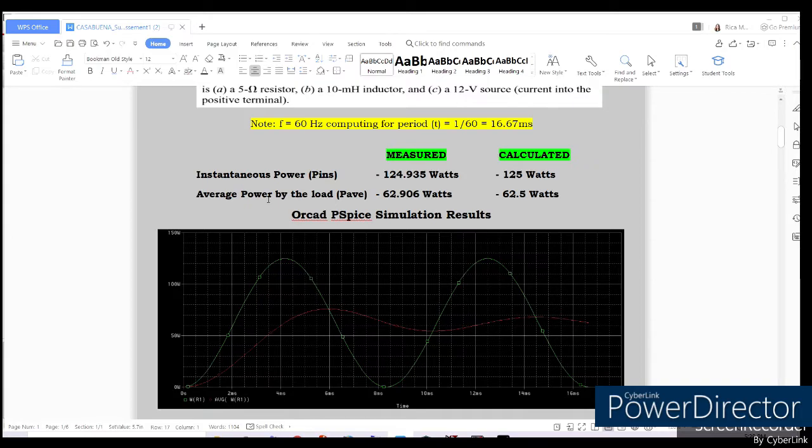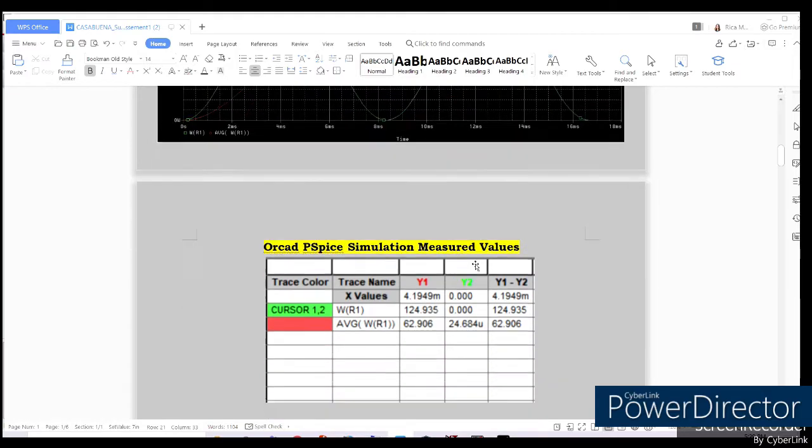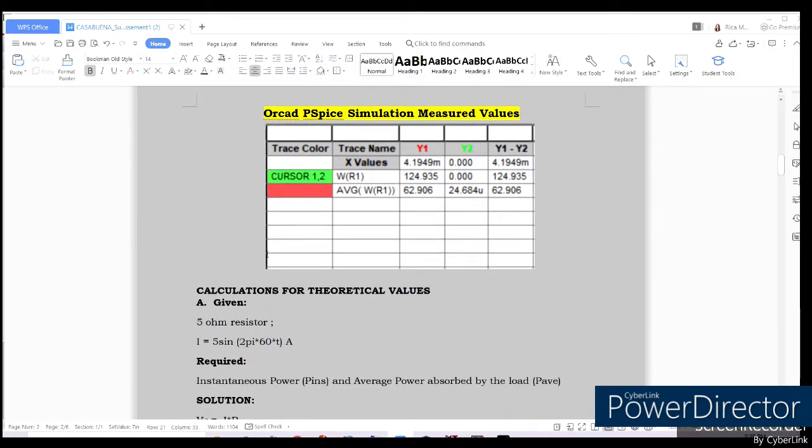Our measured value for instantaneous power is 124.95 watts compared to our calculated value, which is 125 watts. I will be explaining later on how we came up with that calculated value. Second, we have the average power in the resistor load, which is equal to 62.906 watts compared to 62.5 watts calculated, which mark a minimal significant difference in the values when we compute their percent difference. As demonstrated, this is the OrCAD PSpice simulation result, and the measured values are from our software.